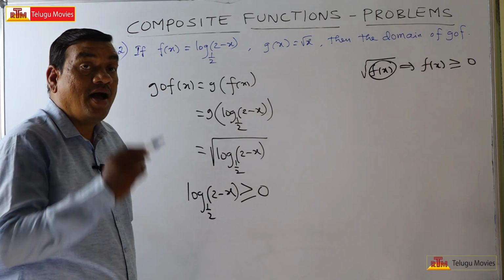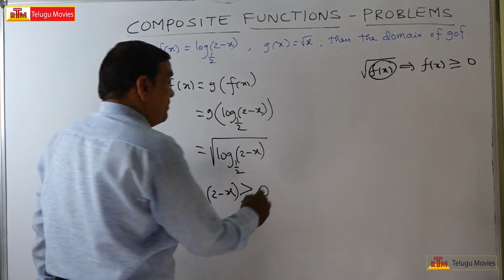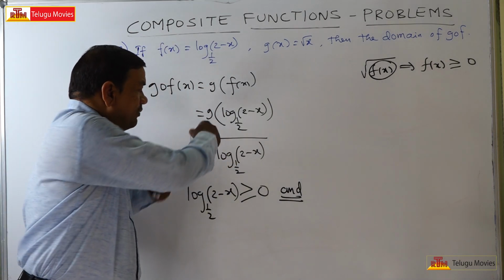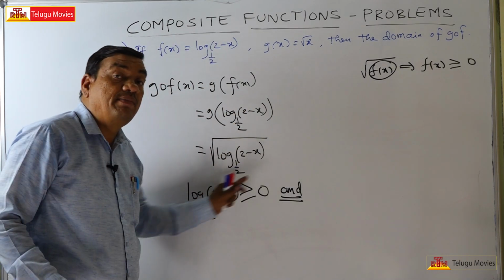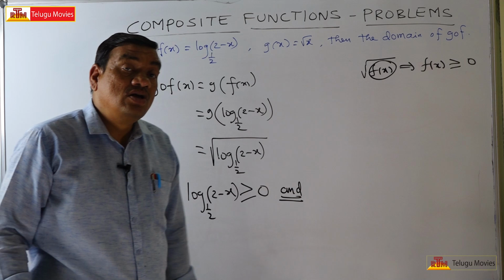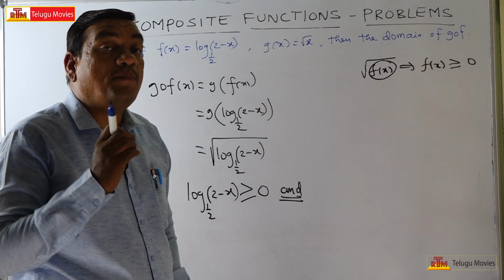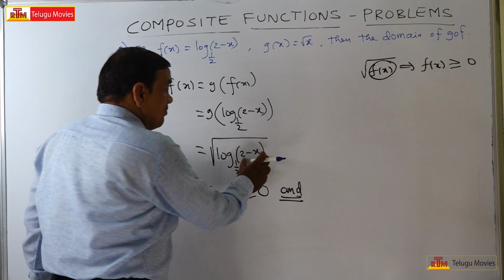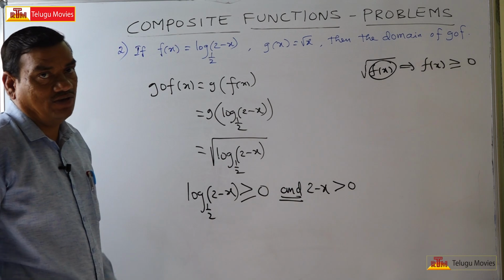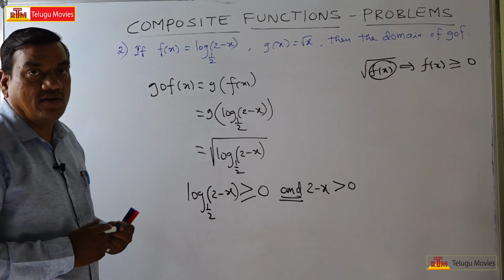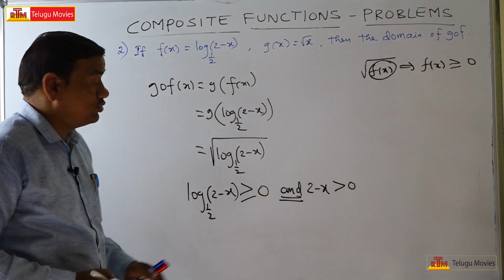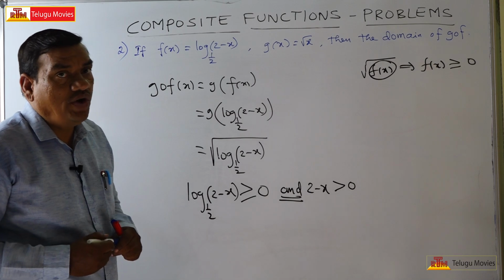Remember that. Here, forget about the square root for now. This is a logarithmic function, and logarithms are defined only for positive real numbers. That means 2 minus x should be strictly greater than 0. That should be remembered here. Now from this you have to find the logarithm. This is a logarithmic form, so change it into exponential form.